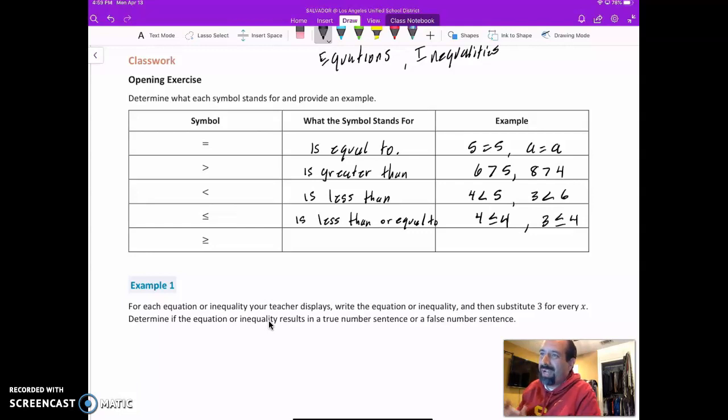Okay, when you have inequalities, you're going to have several numbers that match that potential. There's going to be several numbers that match that description. Okay, so I want you to keep that in mind.